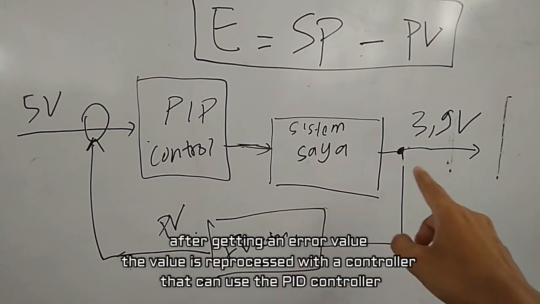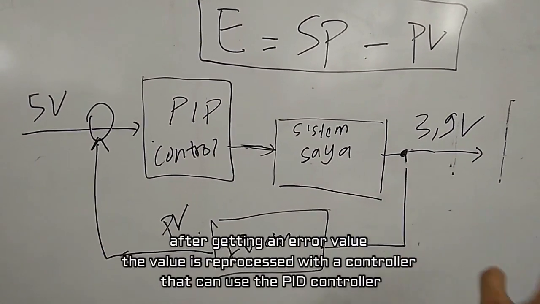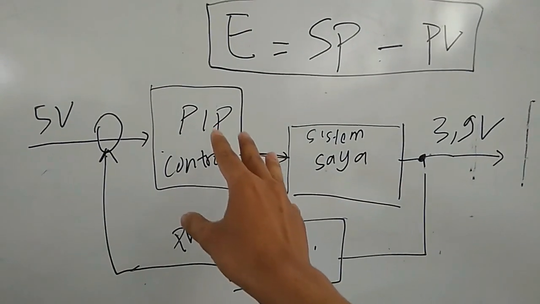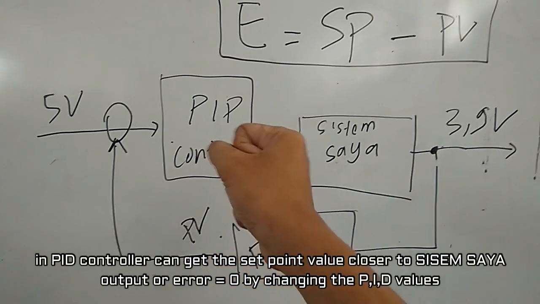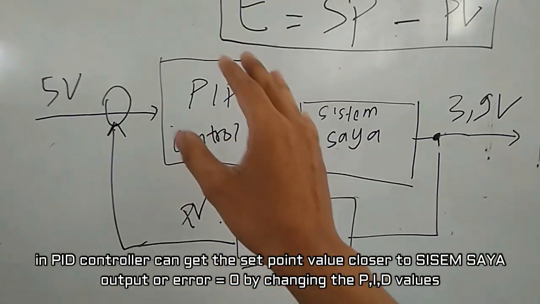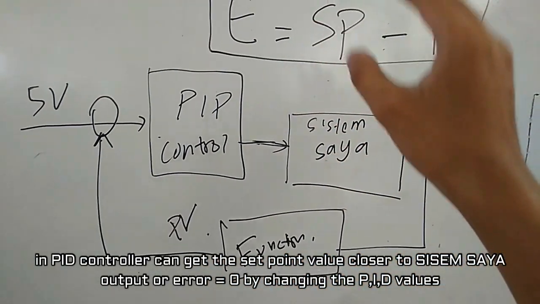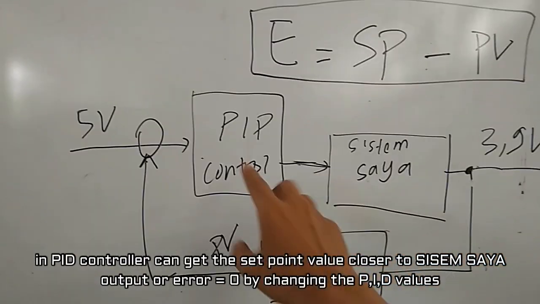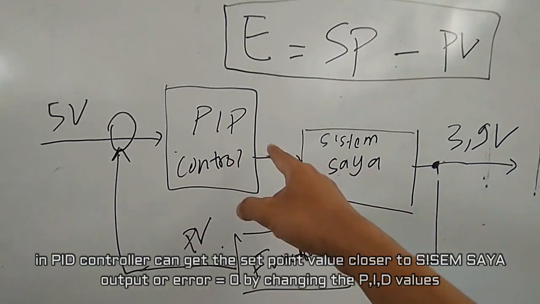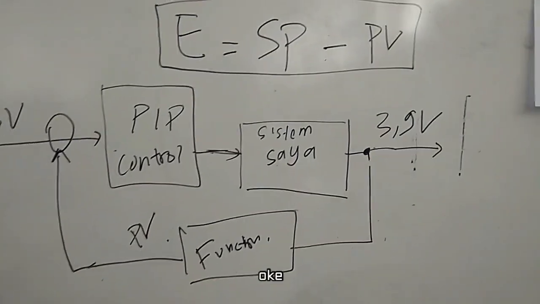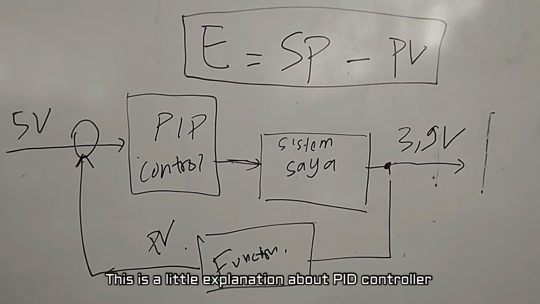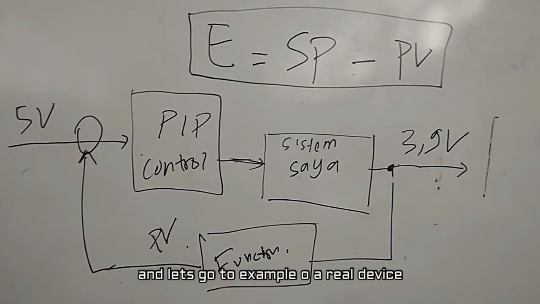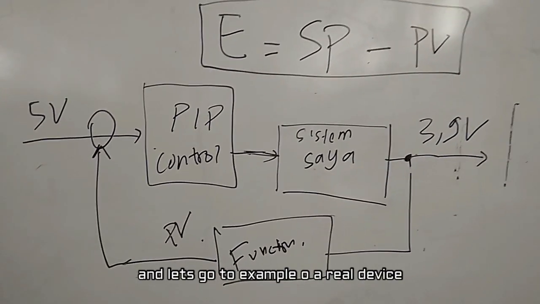After getting an error value, the value is fed to a control that can use PID control. In PID control, you can get the system saya output closer to the set point, or error equal to 0, by changing the P, I or D value. Okay? This is a little explanation about PID control, and let's go to the example of a real device.